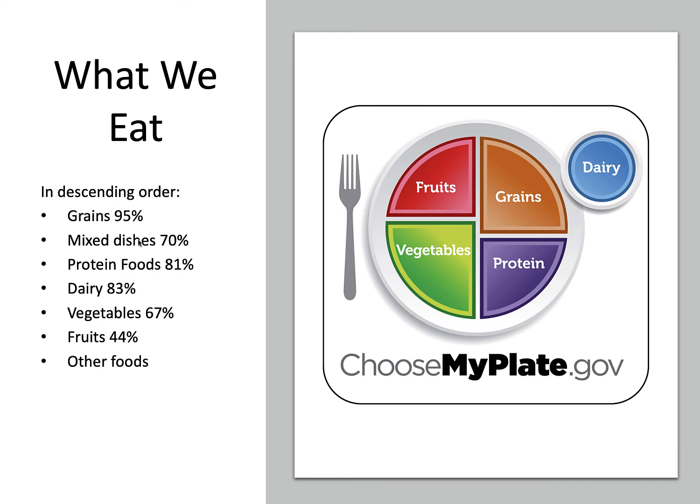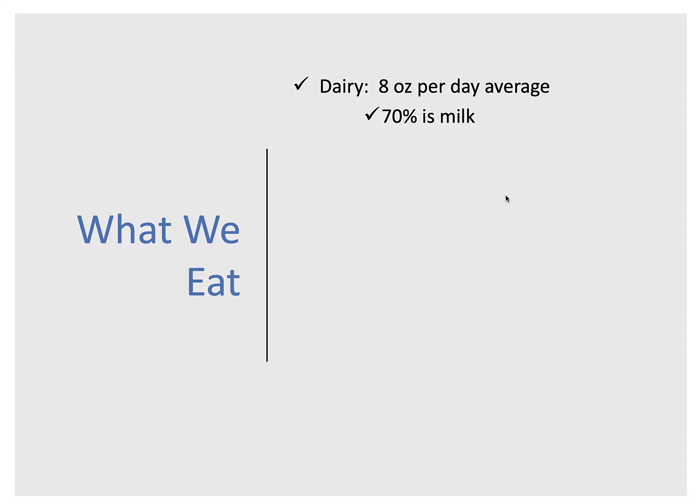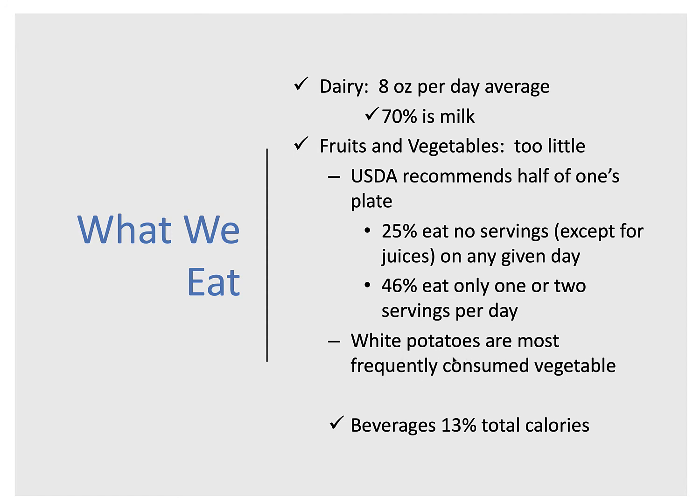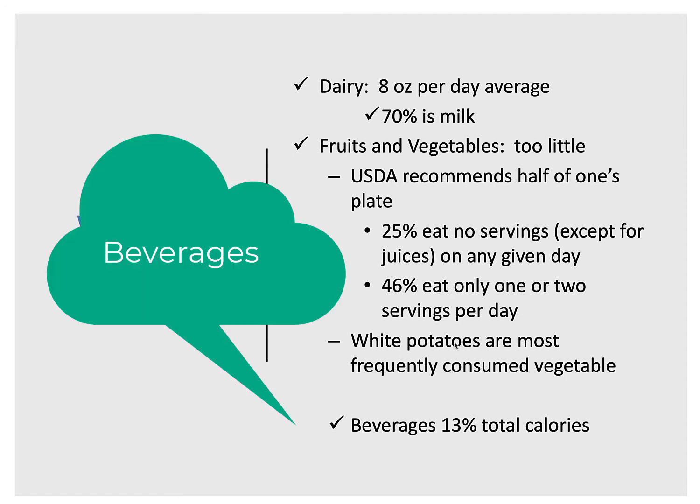In descending order, this is a little different: it should be grains, dairy, then protein, vegetables, fruits. Again, when you look at a plate, is it just a little bit of protein and a bunch of other stuff, or is it big protein and a little bit of other stuff? I like this one: white potatoes, think potato chips and french fries.